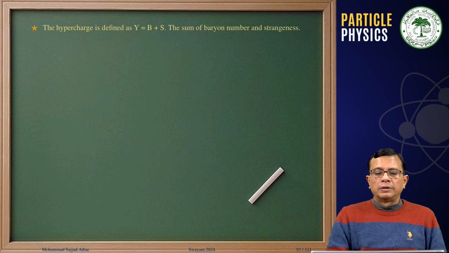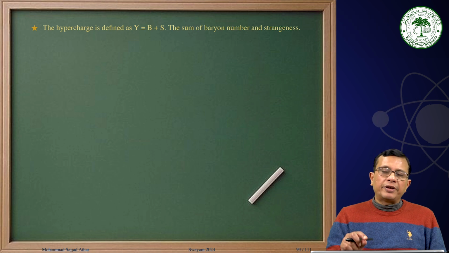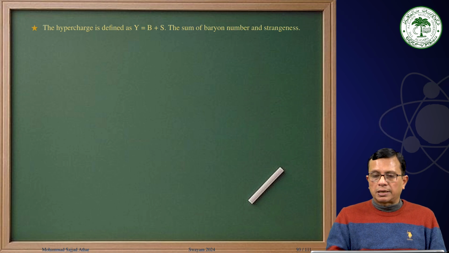Hypercharge consists of baryon number plus the strangeness quantum number. Again, this hypercharge is for the hadrons, and it consists of baryon number plus the strangeness quantum number. The significance of this we will discuss later in the class.